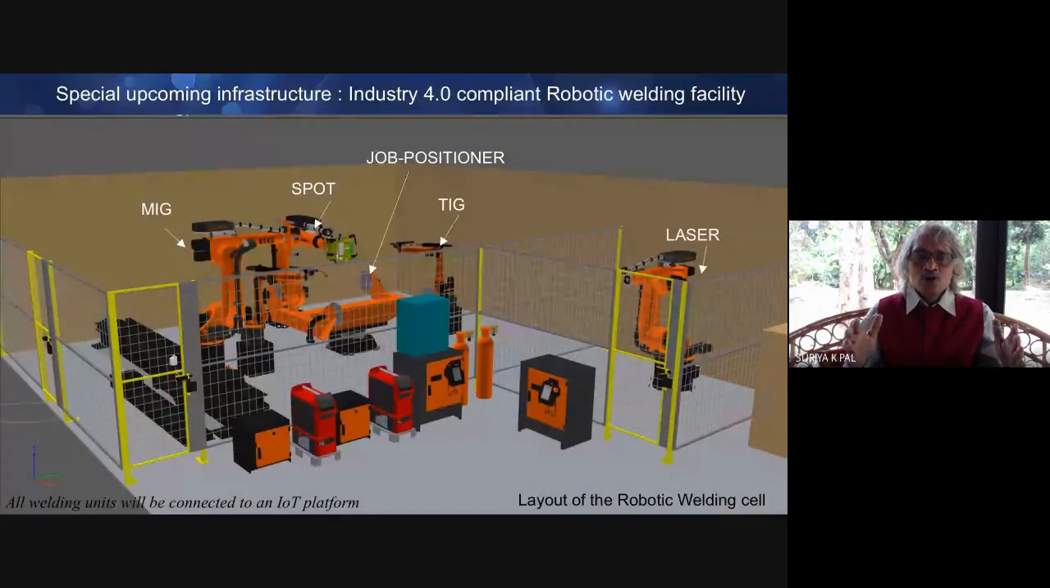We have placed a purchase order for complete robotic welding solutions, like different types of robotic welding facilities fully integrated with robots. With the sensors, you'll get to know about the process and its health on one platform, like MIG welding, spot welding, TIG welding, and then laser welding, 6 kilowatt laser welding, and then a cladding facility.